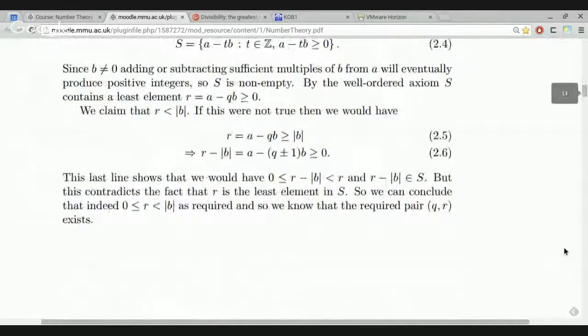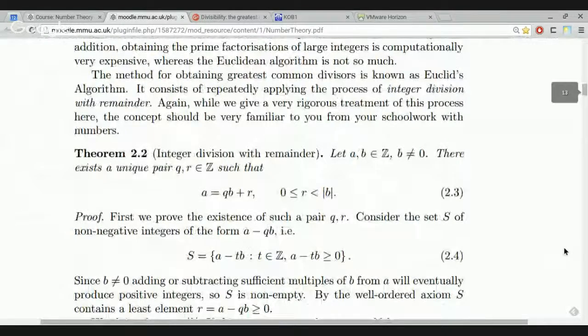Any questions just about the statement of it? Statement of theorem 2.3: given any two integers, the greatest common divisor can always be written as a linear combination. And moreover, it's the smallest positive number that you can produce as a linear combination of a and b. That is the greatest common divisor.